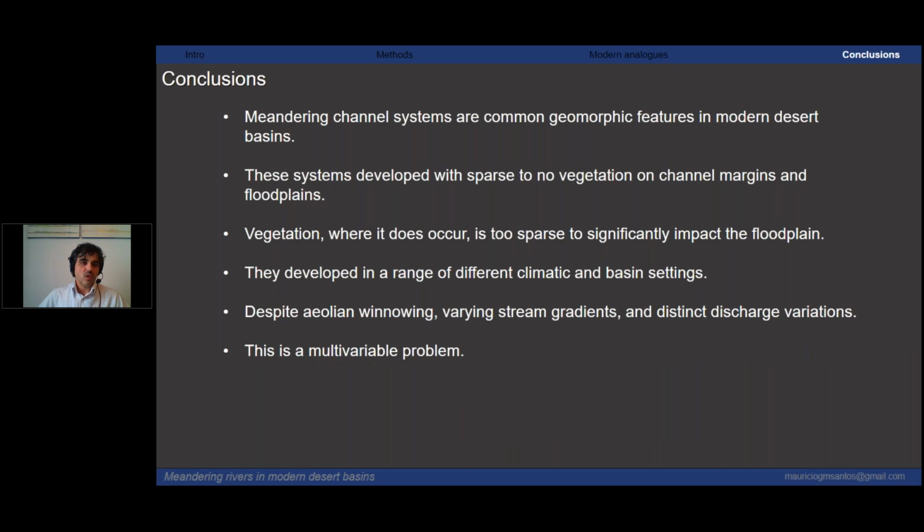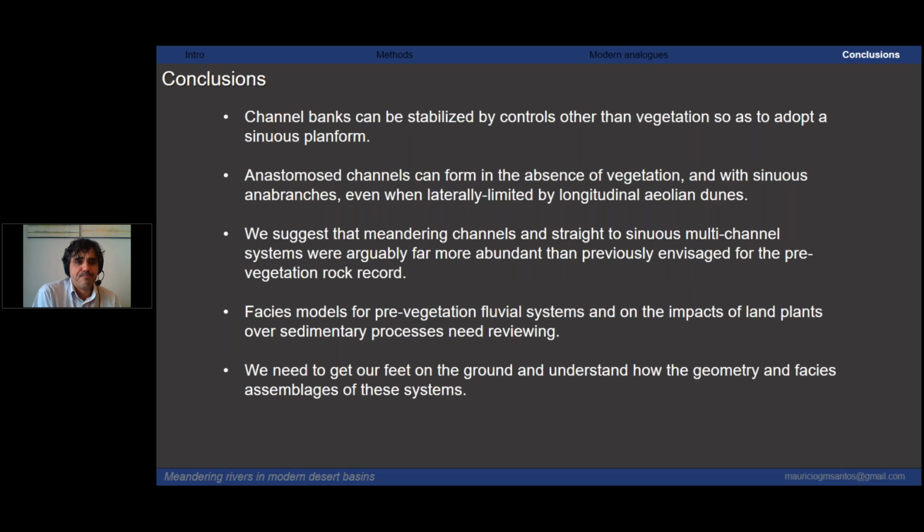So, to conclude, meandering channel systems are common geomorphic features in modern desert basins. These systems developed with sparse to no vegetation on channel margins and floodplains. Vegetation, where it does occur, is too sparse to significantly impact the floodplain. They developed in a range of different climatic and basin settings, despite aeolian winnowing, varying stream gradients, and distinct discharge variations, showing that this is a multivariable problem.